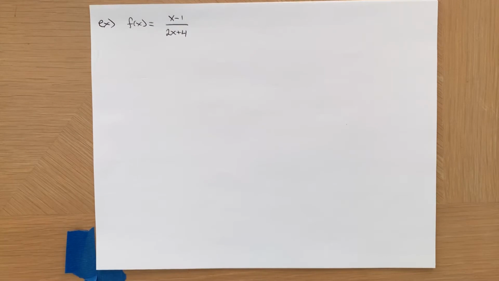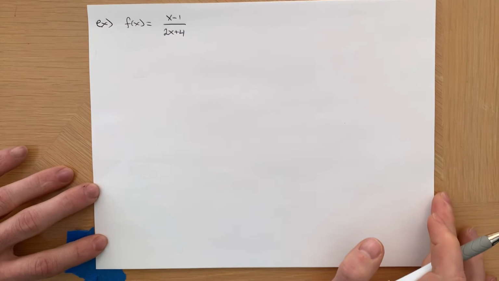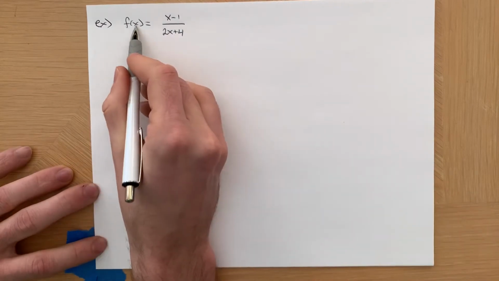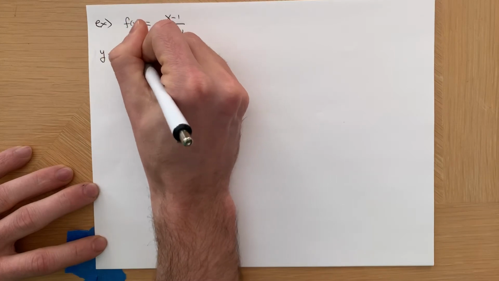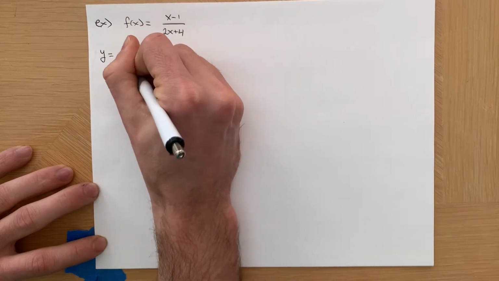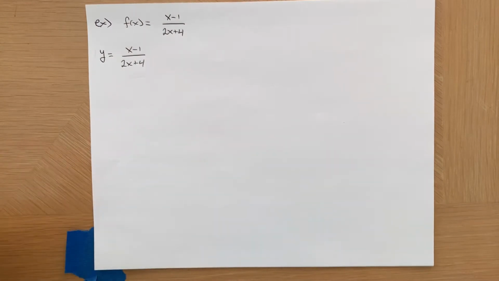Okay, so still we have the same 3 steps. First step is if we have an f of x, we write a y. So here's an f of x, let's write a y. We have y is equal to x minus 1 over 2x plus 4. Okay, so that's the first step.